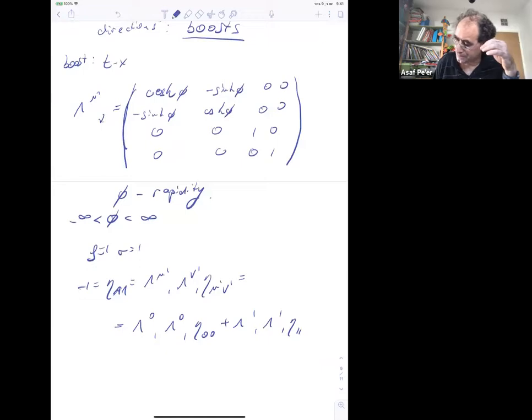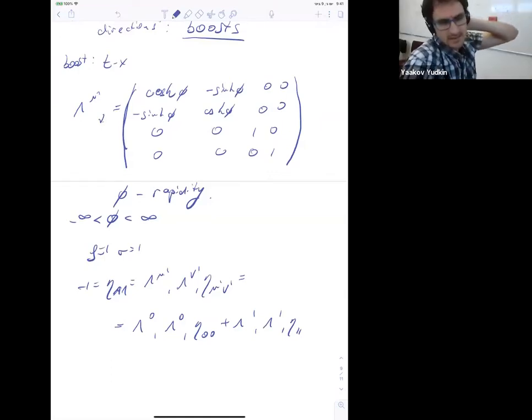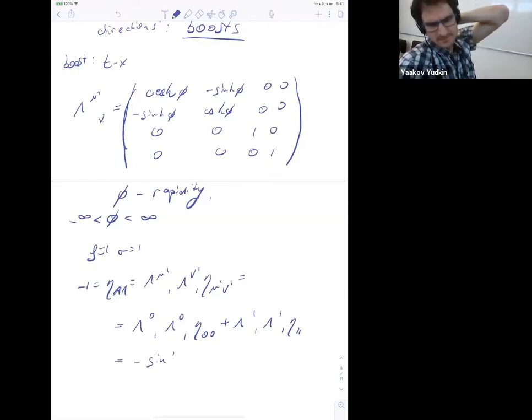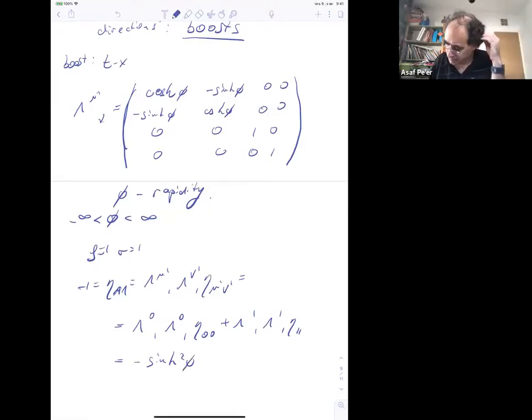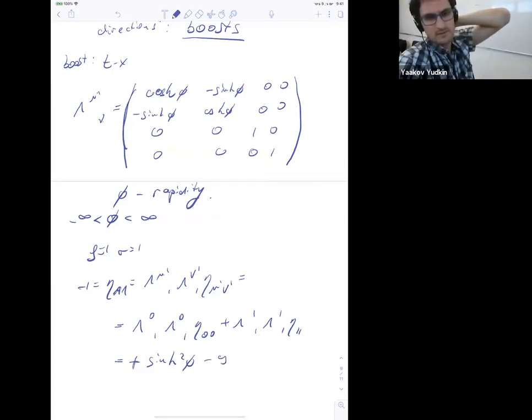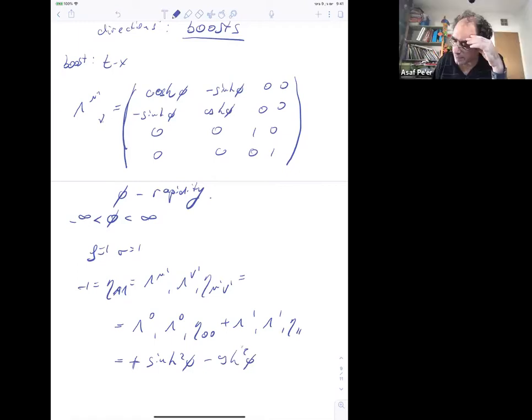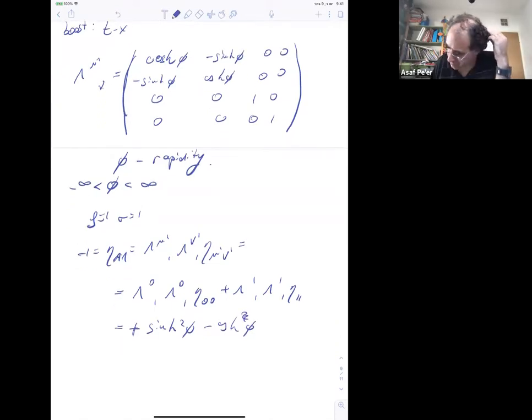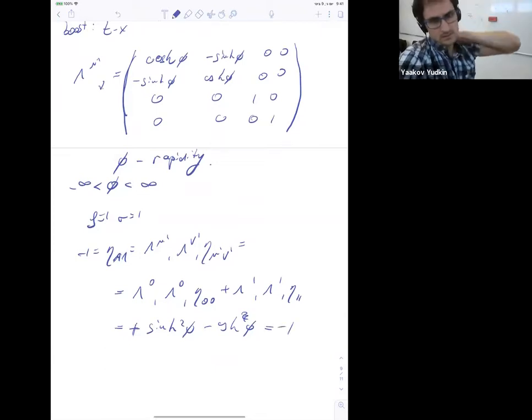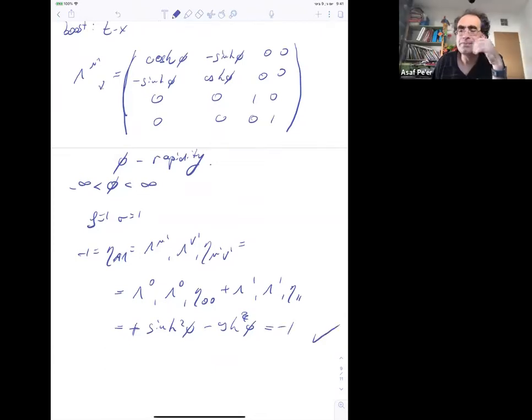What is the first term? Minus hyperbolic sine squared. Second term? Actually, it's a plus. Why minus? We have the eta 0, 0 is a plus. Right, plus. Yeah, and there's a minus cosh squared, which is minus 1. What is sinh squared of something minus cosh squared of something? It's minus 1. Check. Yay.